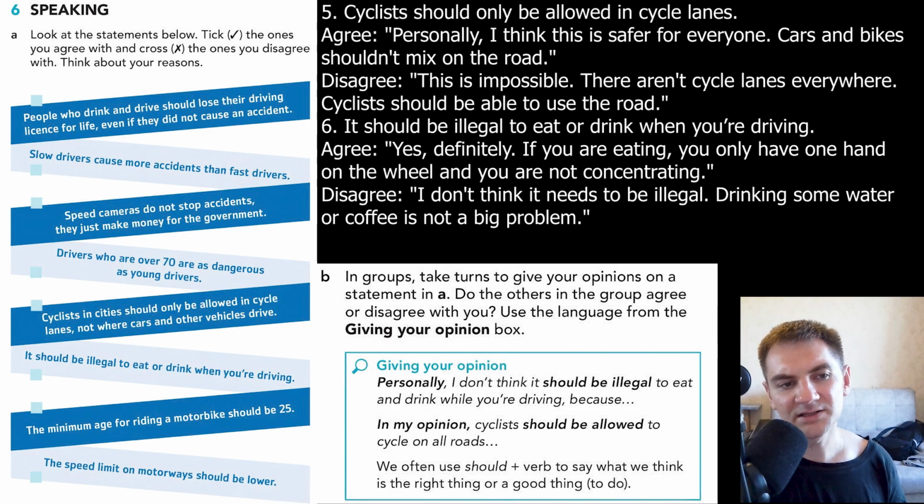6. It should be illegal to eat or drink when you're driving. You can say, yes, definitely. If you're eating, you only have one hand on the wheel and you're not concentrating. Or, I don't think it needs to be illegal. Drinking some water or coffee is not a big problem.